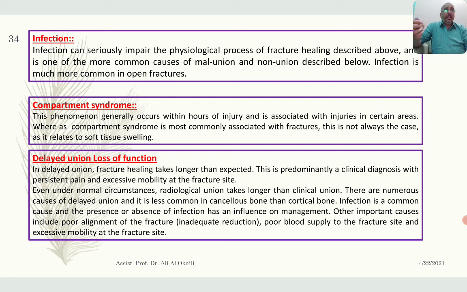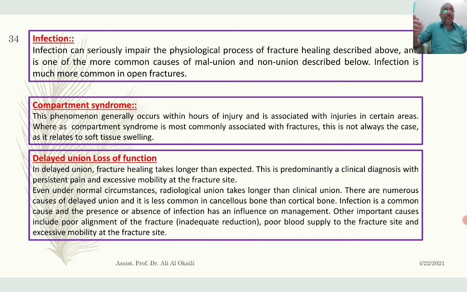Delayed union, loss of function. In delayed union, fracture healing takes longer than expected, and this is predominantly a clinical diagnosis with persistent pain and excessive mobility at the fracture site. Even under normal circumstances, radiological union takes longer than clinical union. دائما احنا بالراديوغراف نشوف there is radiolucency، فلا تقلق، هو دا يصير عندنا formation of woven bone ودا يتحول إلى mature bone.